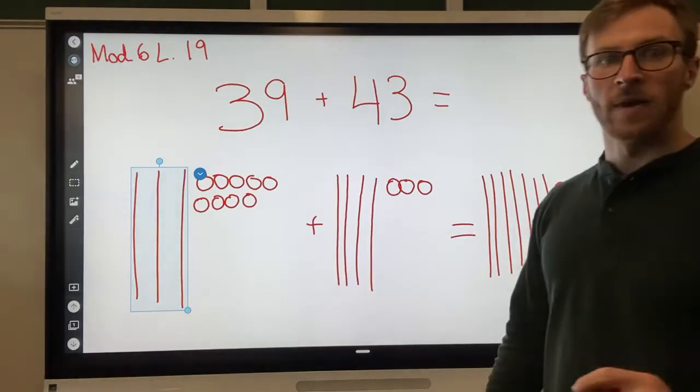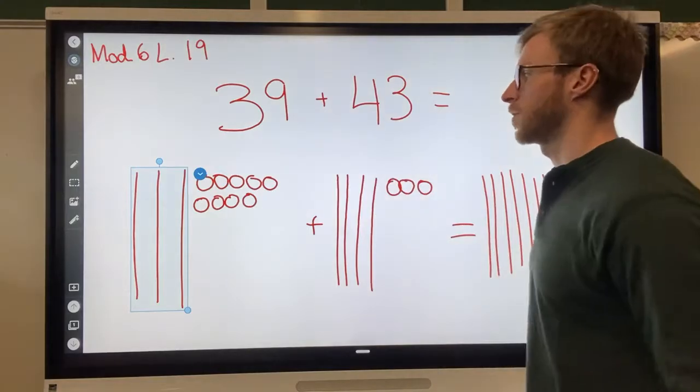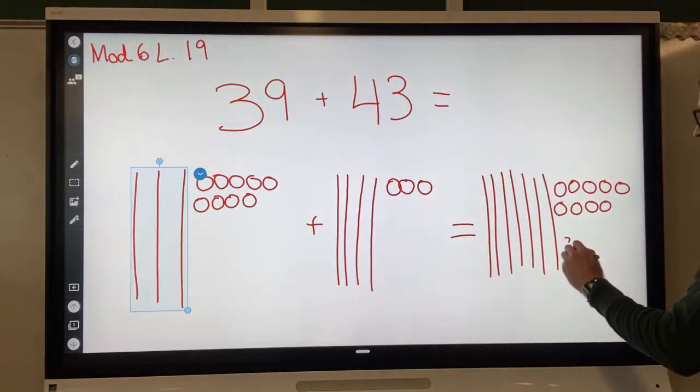Okay? So I have my 9 ones. Now I only have 3 ones left to draw. So I'll show you. I'll draw them down here like this.